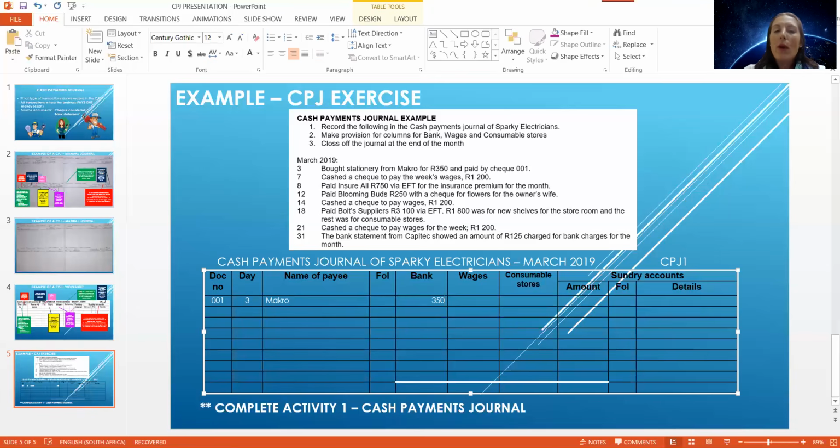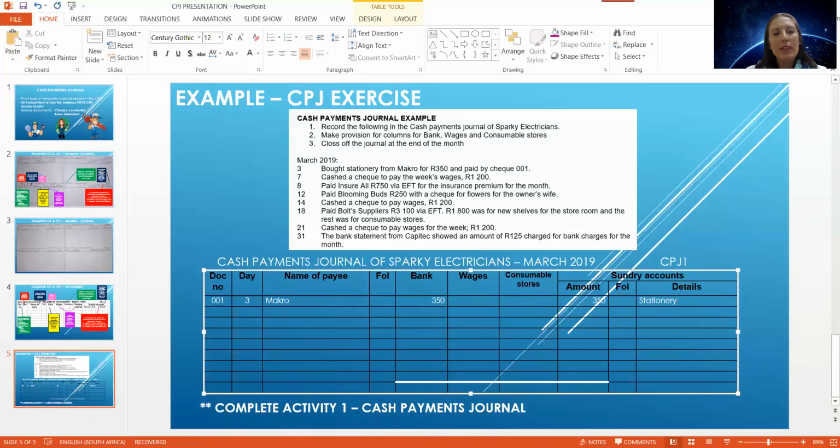Now you ask yourself, what did I do with that money? I bought what? Stationery. Okay. Is there a column for stationery in my CPJ? No. So then I go to my sundry accounts. 350 Rand. Once again, we'll leave the folios for a little bit later in the year. In the details column, you explain what you bought. We bought stationery.